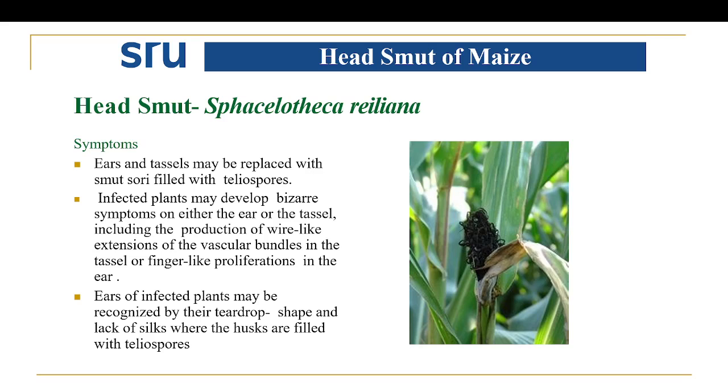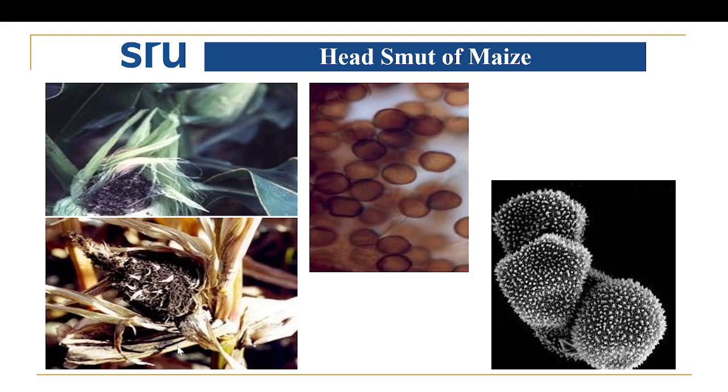Coming to head smut, which is caused by Sphacelotheca reiliana. Coming to symptoms, ears and tassel may be replaced with smut spores filled with teliospores. Infected plants may develop symptoms on either ear or tassel, including the production of wire-like extensions of vascular bundles in the tassel or finger-like proliferation in the ear or cob. Ears of the infected plant may be recognized by teardrop shape and lack of silk, where the husks are filled with teliospores, which is a major symptom of head smut. So this head smut spore is nothing but teliospore. We can see an electron microscope image of a single-cell teliospore.